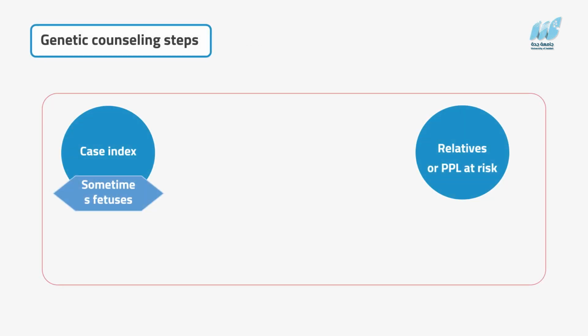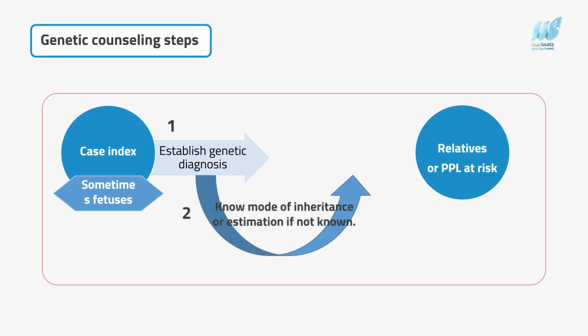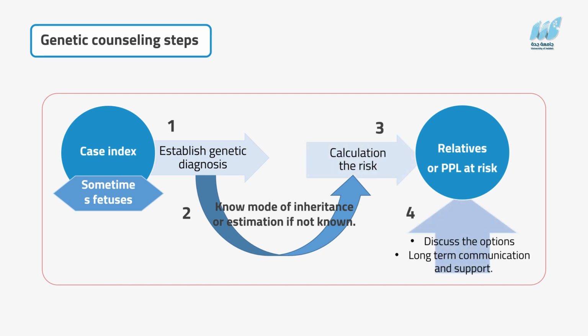There are steps in genetic counseling. First, establish the genetic diagnosis; know the mode of inheritance or estimate it if it is unknown; calculate the risk; discuss options with the family; and provide long-term communication and support.